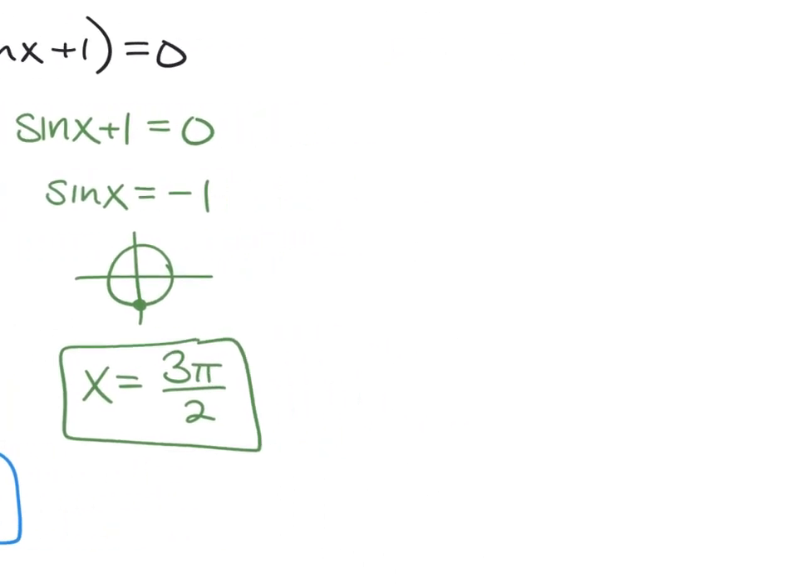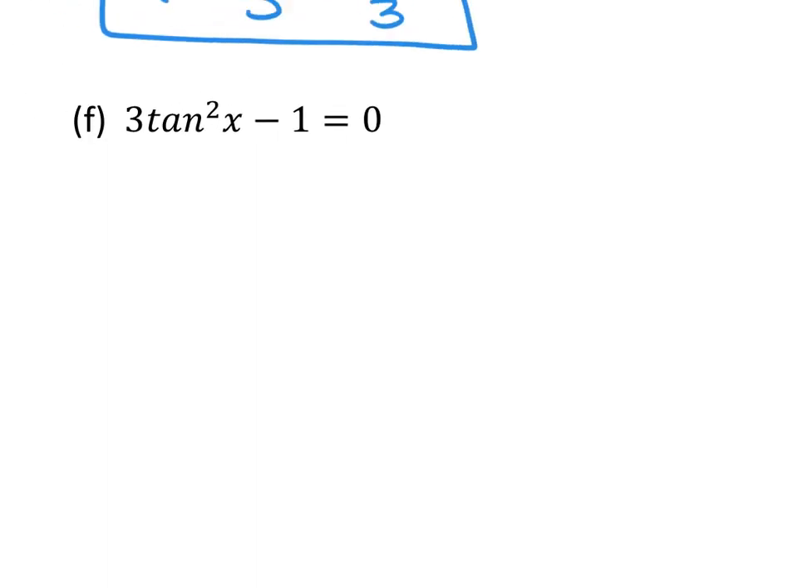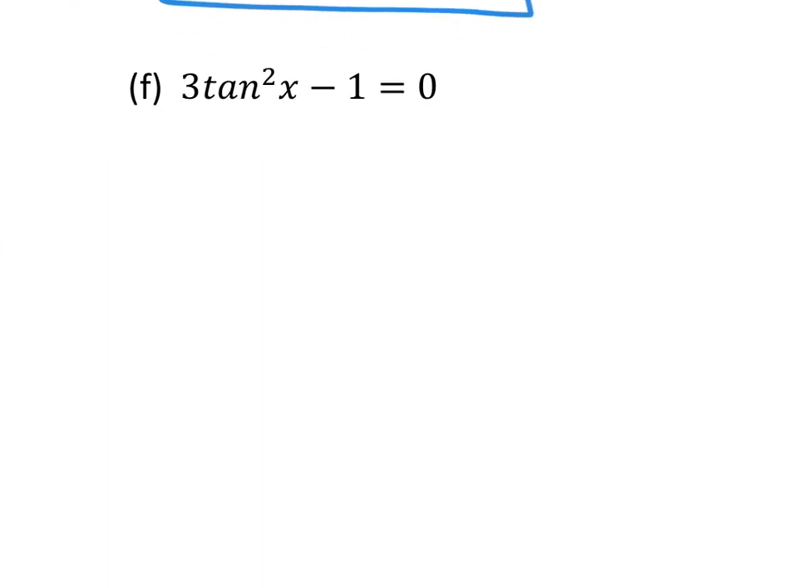One last question here. There it is. 3 tangent squared of x minus 1 equal to 0. Now this looks like the problem C at the top of our paper, but is this a perfect difference of two squares? No, because 3 is not a perfect square. So we're going to have to do something different. And what I'm doing on this problem, you very well could have done on part C if you didn't notice the difference of two squares.